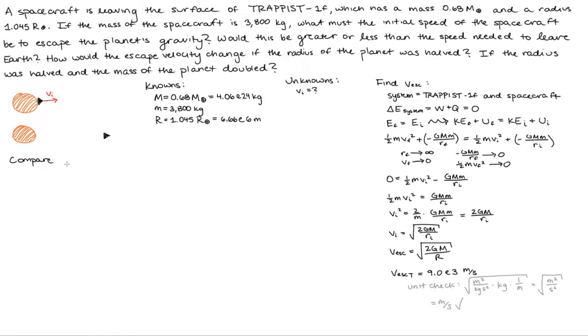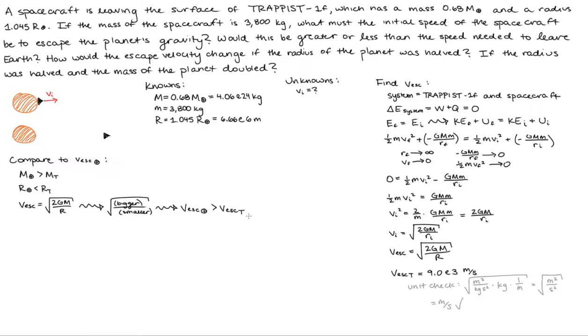Now we will compare the escape velocity of TRAPPIST-1F to the escape velocity of Earth. We know that the mass of Earth is greater than the mass of TRAPPIST-1F, and that the radius of Earth is less than the radius of TRAPPIST-1F. Since our expression for escape velocity is the square root of 2GM over r, the escape velocity of Earth will have a bigger quantity in the numerator and a smaller quantity in the denominator. Thus, the escape velocity of Earth should be greater than the escape velocity of TRAPPIST-1F.